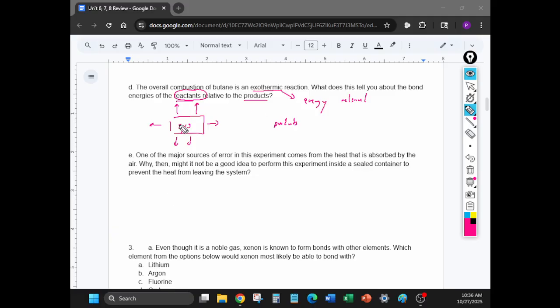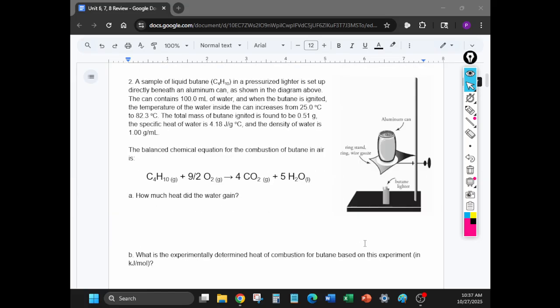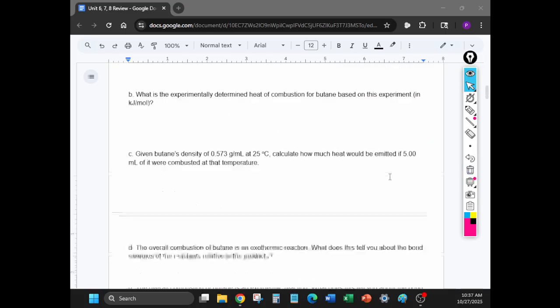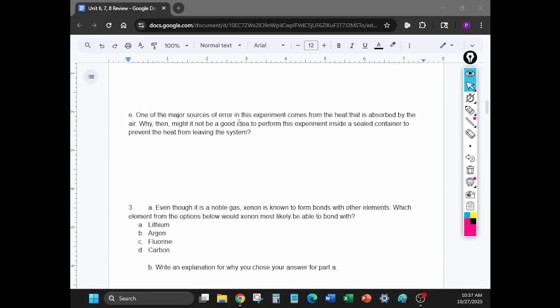Part E, it says that one of the major sources of error in this experiment comes from the heat that is absorbed in the air. So if we kind of look back at what was happening here, we had the butane lighter, and then you have a fire. And if you've ever been next to a fire, the fire feels hot because the energy goes into the air around it. So not all of the energy is going into the can, and so the energy is lost. Okay, so that's a big source of error in this experiment.